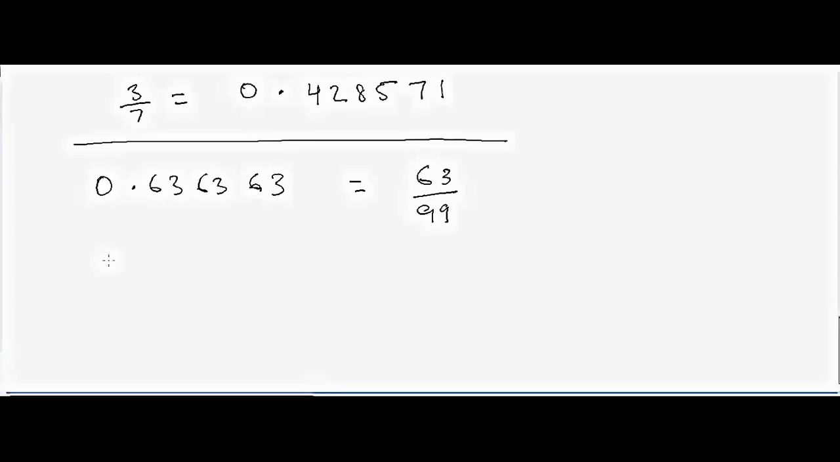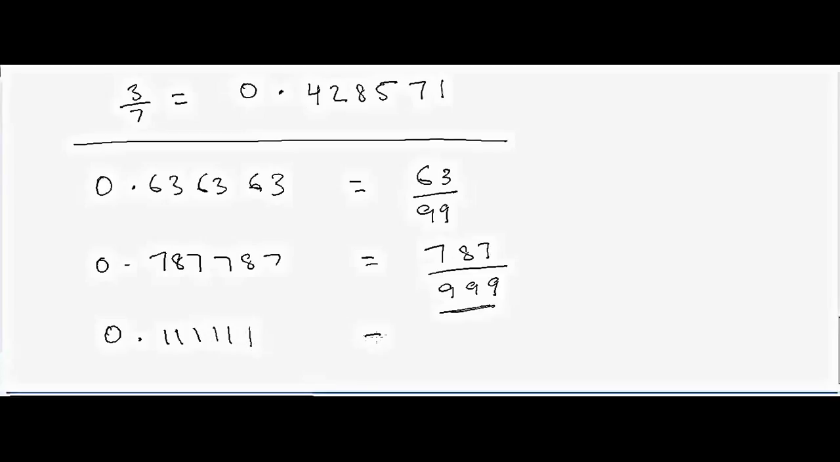Suppose we have the same thing, 0.787787. All I need to do is write 787 divided by three nines in the denominator, and that will give me the fraction. That's another quick way to get the fractions. In the same way, suppose we have 0.11111, the answer is very easy, 1 divided by 9.